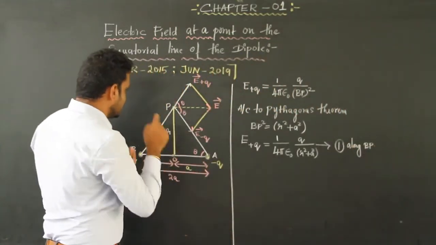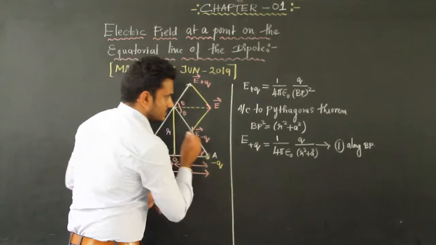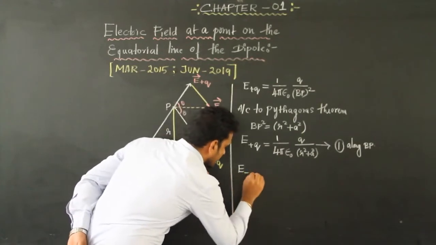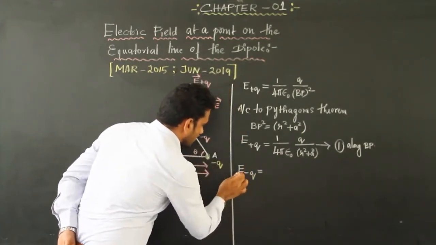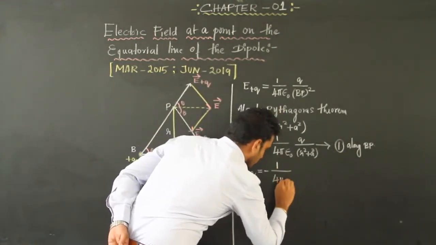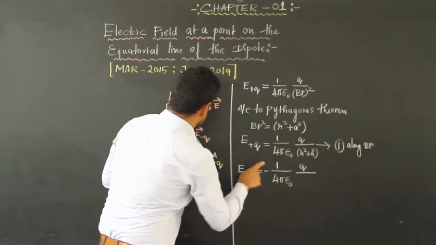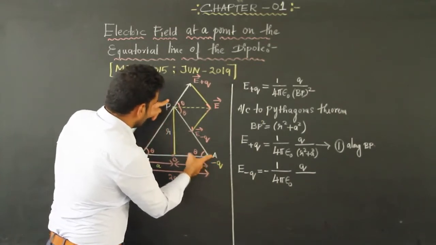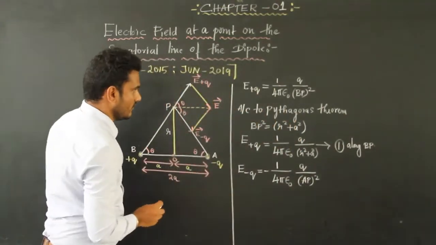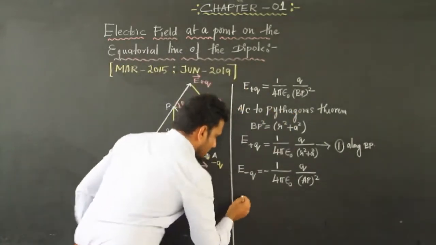Along the line BP. Similarly, the magnitude of the electric field at a point P due to the negative charge is represented by E minus Q. Since we are talking about the negative charge, I will write minus. Then, according to Coulomb's law, 1 over 4 pi epsilon naught, Q, with the minus already written here. Then what is the distance between minus Q and P? It is AP. According to Coulomb's law, AP square. Now we need to calculate what exactly AP square is. Again we are using the Pythagoras theorem.